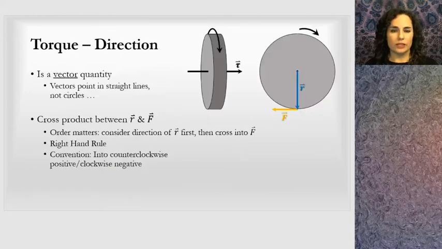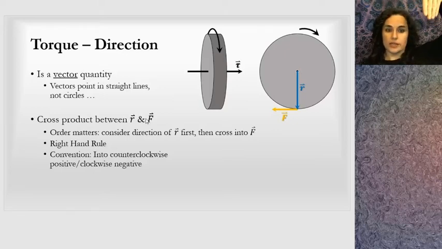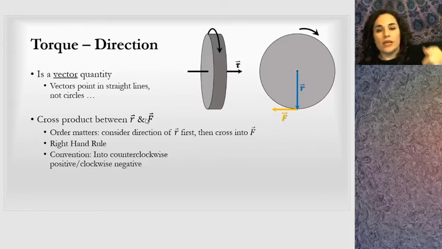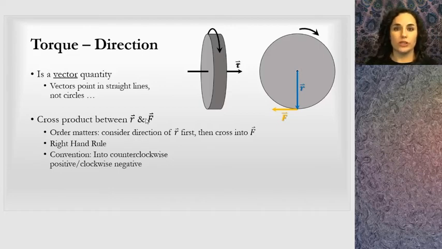The first thing we need to think about is that this vector quantity has a direction associated with it. Torque is a vector quantity, and vectors point in straight lines, not circles, but we're dealing with rotational motion. So how do we deal with that? Well, that comes about in the vector equation as a cross product of the R vector and the F vector, which, if you know cross products, you take the first vector, put your fingers along the first vector, and then cross them into the second vector, and then your thumb is the direction of the vector you're looking for. That's a cross product.